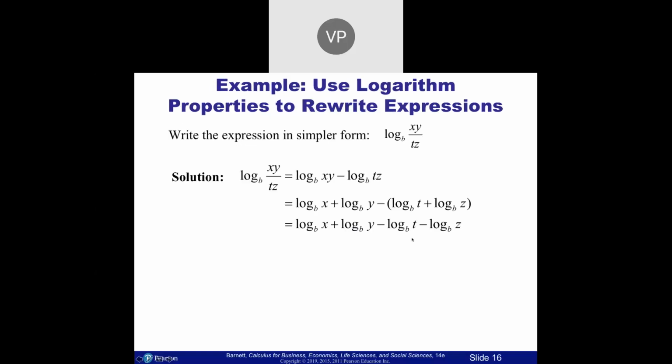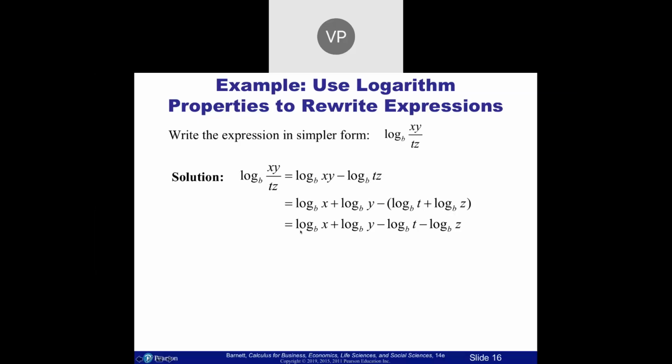So how they do this one right here is they rewrite it first as this log, the top, minus the stuff on the bottom. Then they rewrite this one as a log x and a log y. Here it's a log t and a log z, but just remember they're both negative because of this log, so that's why they use the parenthesis here.